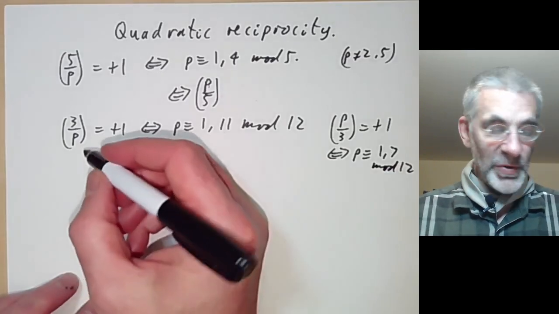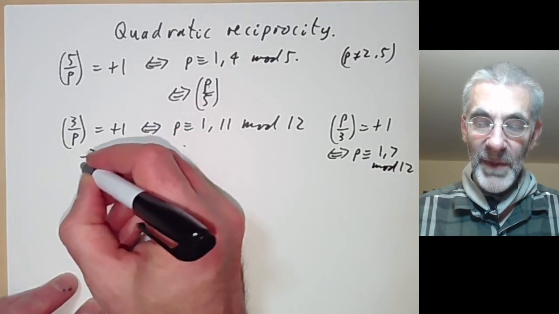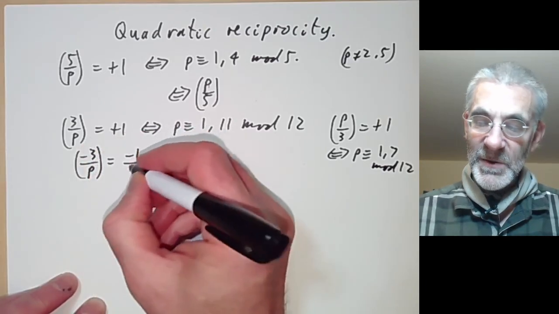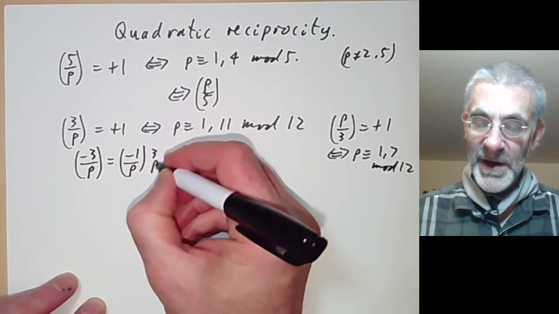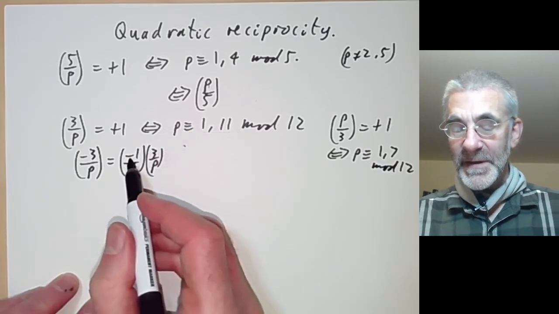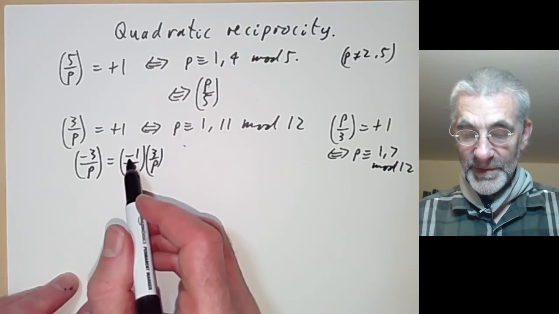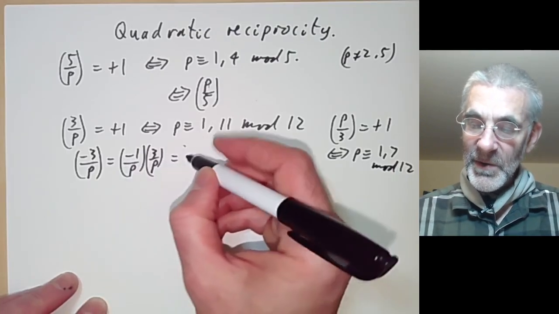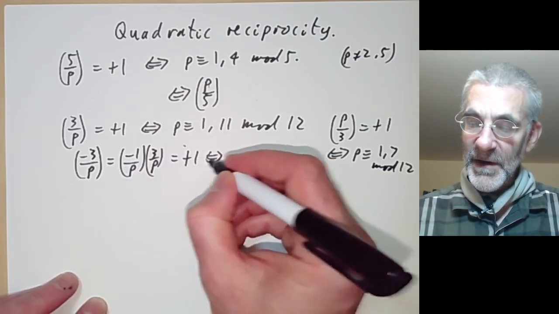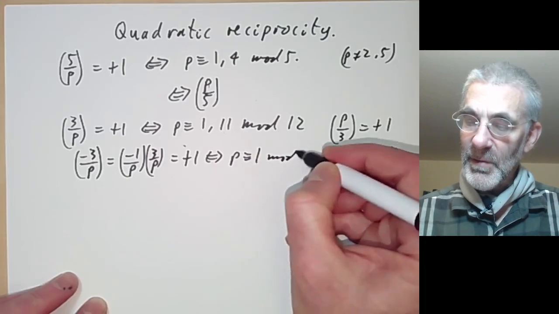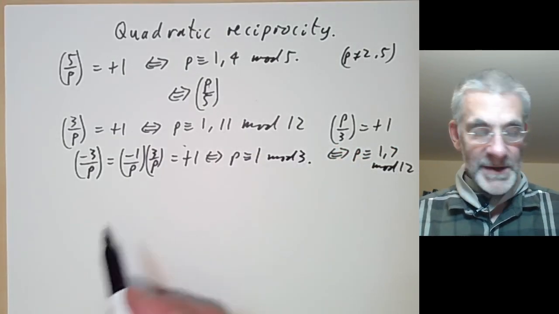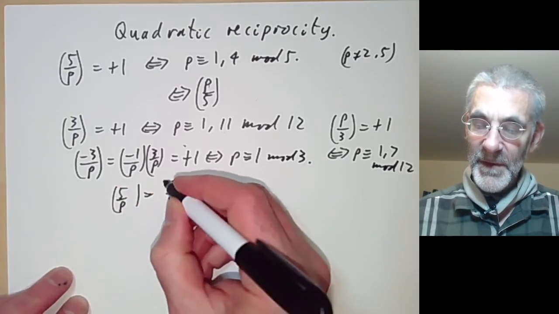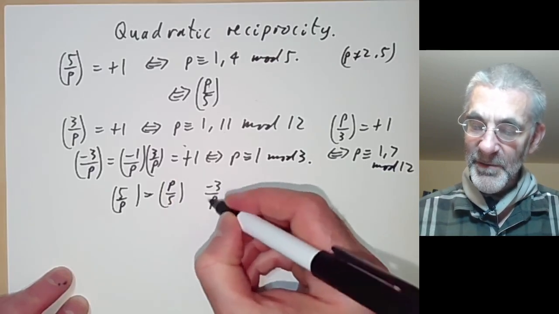However, we can improve this by looking instead at whether minus 3 is a quadratic residue of p. And this is equal to (minus 1 over p) times (3 over p) by multiplicativity. And this is equal to 1 if and only if p is congruent to 1 modulo 3. So we see that (5 over p) is always equal to (p over 5), but the analogue for 3 is that (minus 3 over p) is equal to (p over 3).